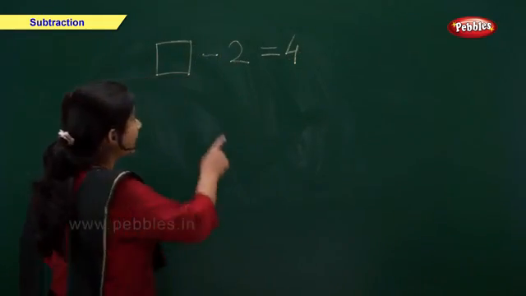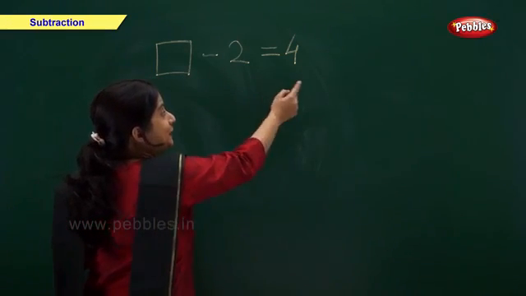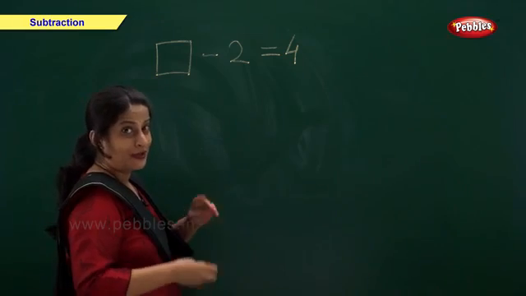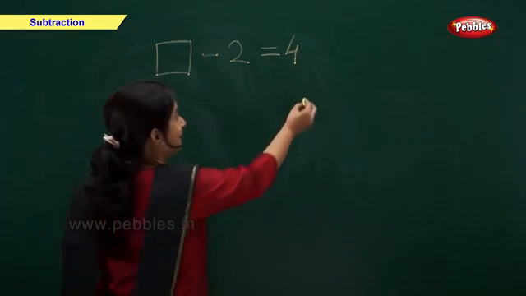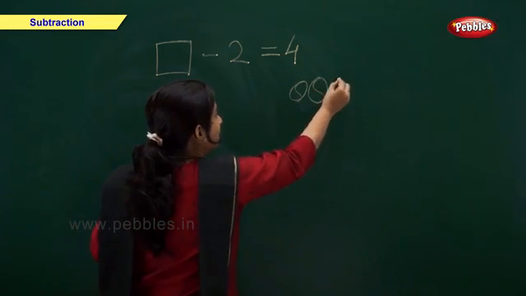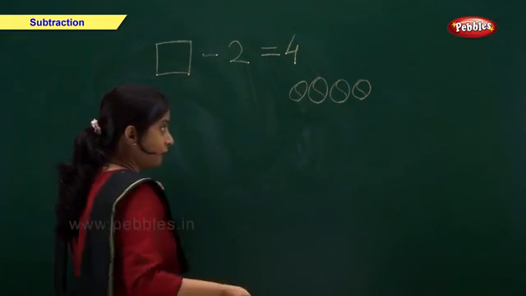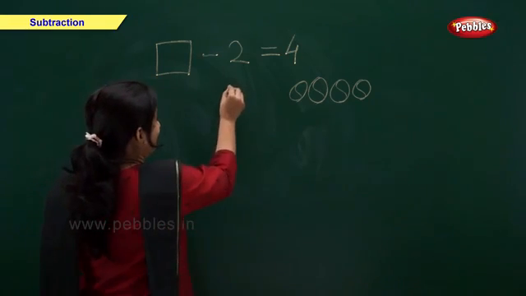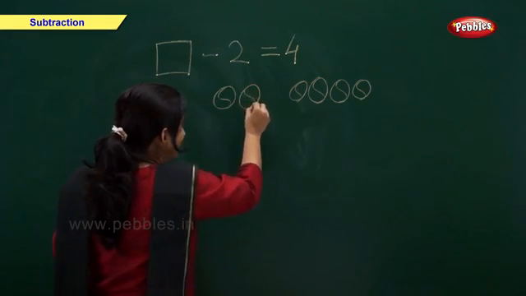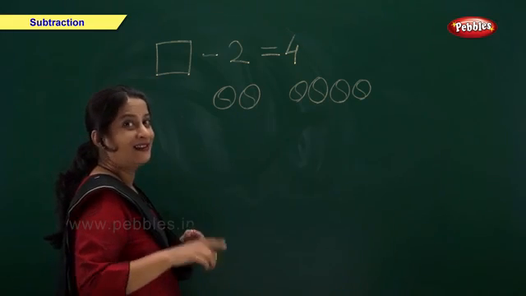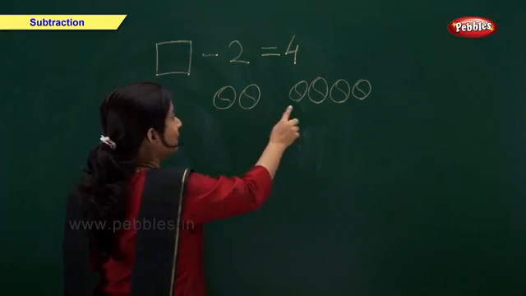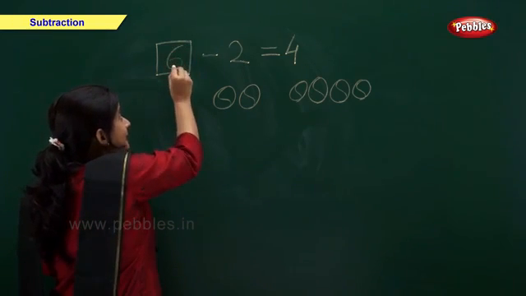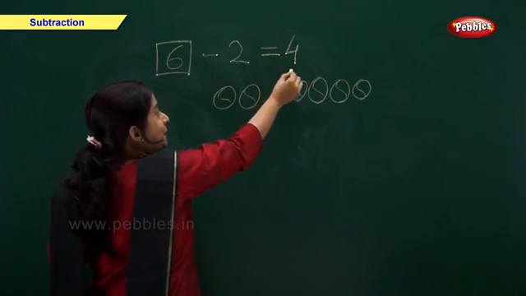Now we have how many minus 2 is equal to 4? Let's count and write. Our answer should be 4. So now let us draw 4 balls. 1, 2, 3 and 4. We have another number, that is 2. So now let us draw 2 more balls. 1 and 2. Now how many balls we have altogether? Let's count. 1, 2, 3, 4, 5 and 6. So friends, 6 minus 2 is equal to 4.